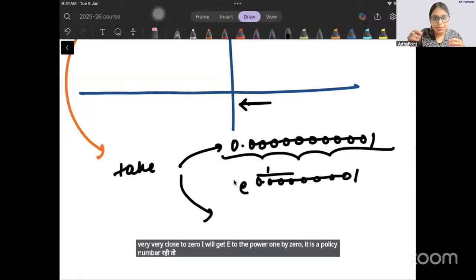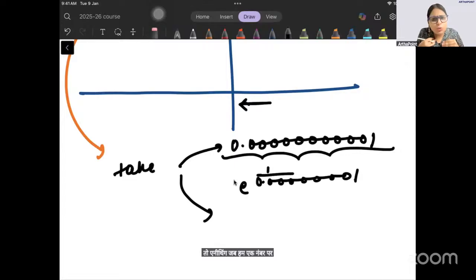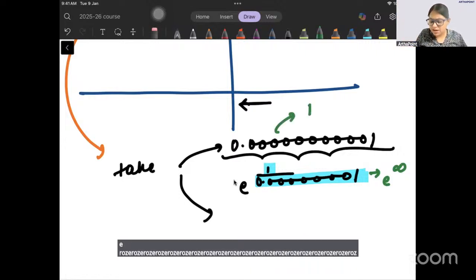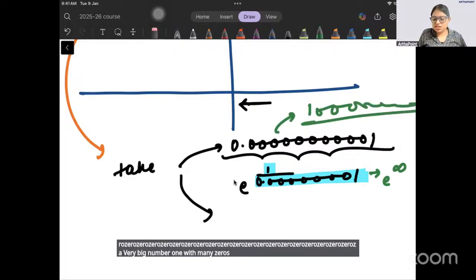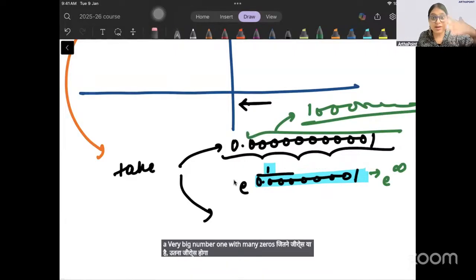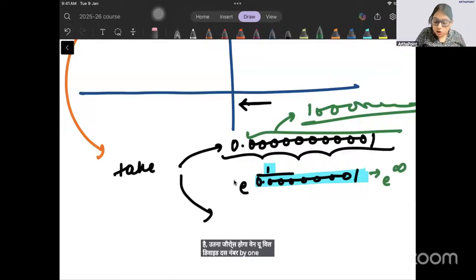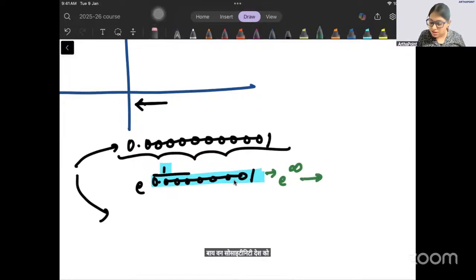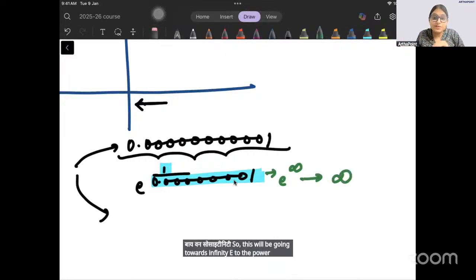Right. So anything, when we divide a number by a very small number, this is a very big number. When we divide a number by a very small decimal number, we assume that it approaches infinity. 1 divided by 0.000000001 will be a very big number, one with many zeros. As many zeros as are here, that many zeros will be there when you divide 1 by this number. So this will be a very, very big number, meaning infinity. So this will be going towards infinity. e to the power infinity is infinity.